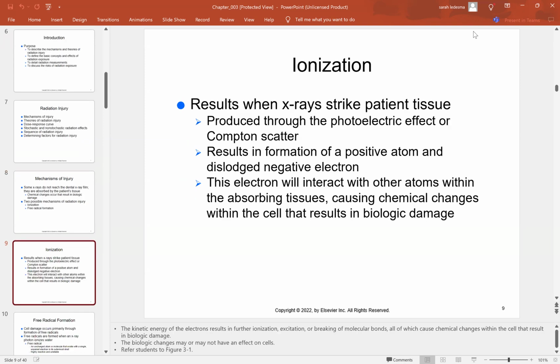Ionization results when X-rays strike the patient's tissue. This is produced through photoelectric effect or Compton scatter, and results in formation of a positive atom and a dislodged negative electron. This electron will interact with other atoms within the absorbing tissues, causing chemical changes within the cell that result in biologic damage.